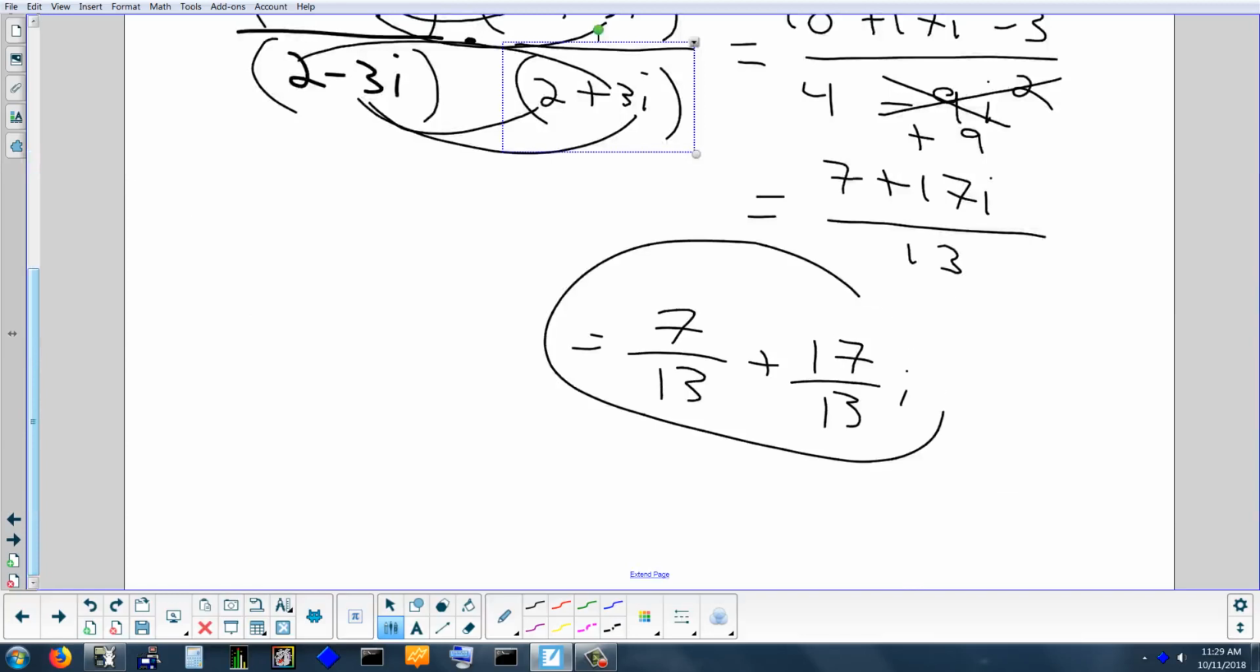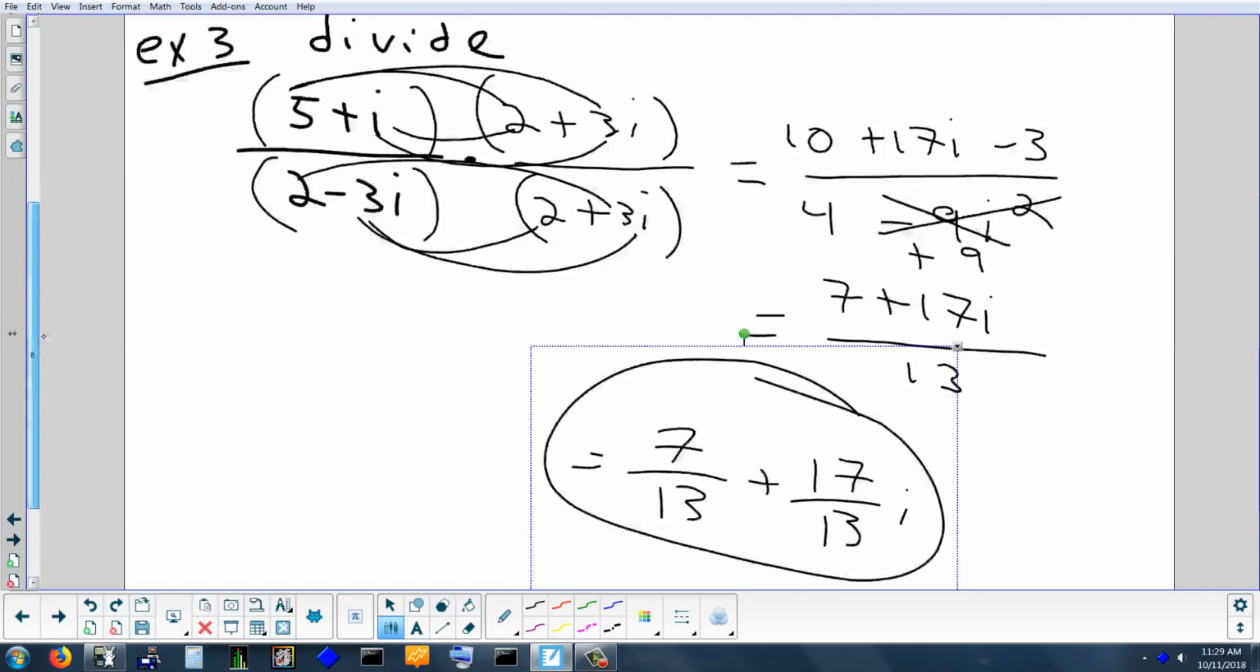It's not really a big deal just to go from the last step to this step. You just put each number over the denominator separate. So 7/13 plus 17/13 i. Now, if this was like 7/14, I would reduce it. Okay, but 7/13 I can't.